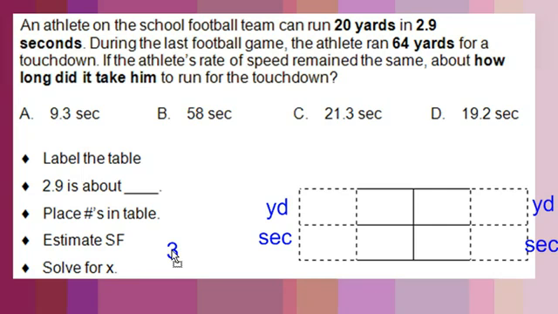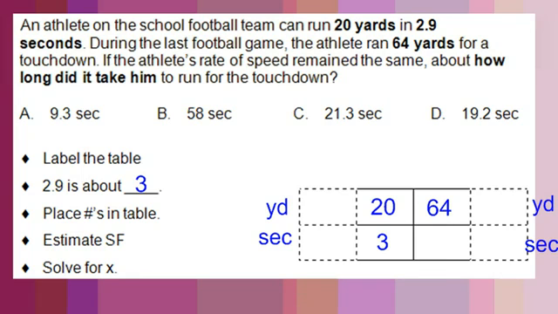We know that 2.9 is about 3. Now we should place numbers in the table. The problem tells us that the athlete could run 20 yards in 2.9 or right at 3 seconds. Notice that we put the 20 next to yards and the 3 next to seconds. The question is asking us how long it will take the athlete to run 64 yards if he continues at the same rate. We need to put the 64 next to yards as well.